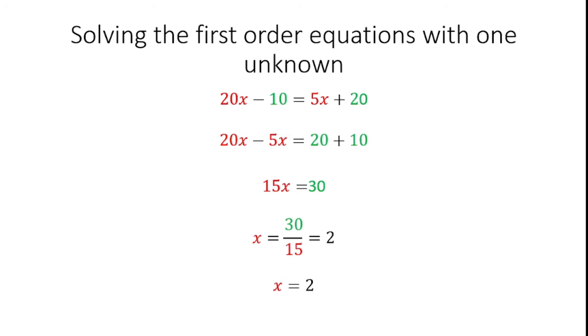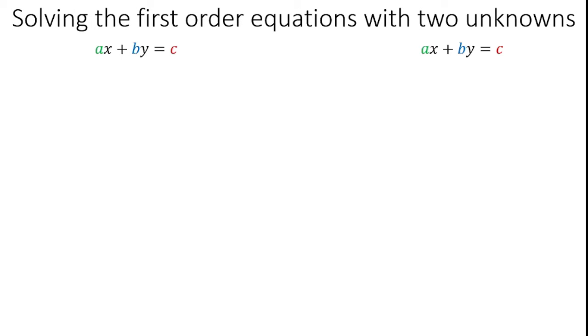Solving the first order equation. In the previous example we solved first order equations with only one unknown, which is x. But if we consider two unknowns, here you see ax plus by is equal to c. Likewise, this equation is also called a first order equation. Here two unknown variables are available, which are x and y, so the x and y variables are represented in black letters and the coefficient values a, b and c are represented with green, blue and red colors. This is the first order equation.